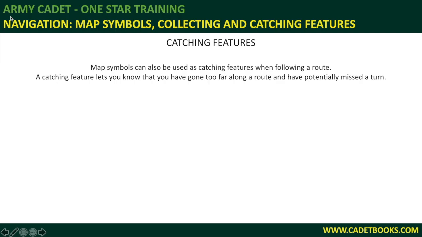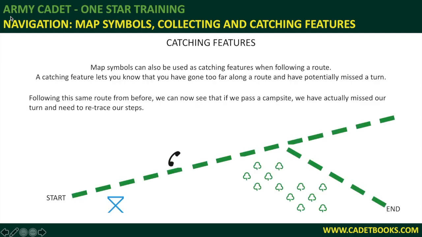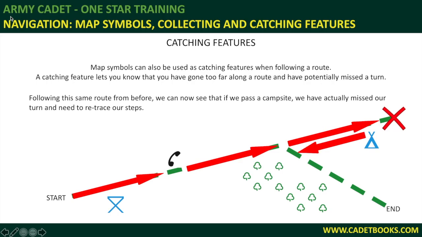Catching features. Map symbols can also be used as catching features when following a route. A catching feature lets you know that you've gone too far along a route and have potentially missed a turn. Following the same route from before, we can now see that if we pass a campsite, we have actually missed our turn and need to retrace our steps. Walk past a picnic site, past a telephone box, and if we pass a campsite, we've gone too far. We now need to retrace our steps to find the orchard and take the correct route.